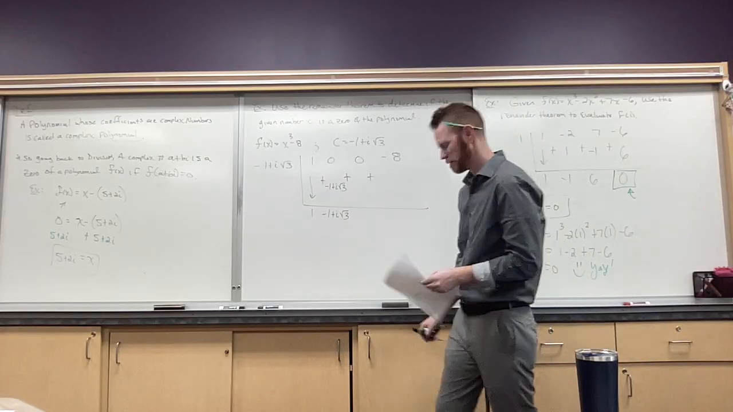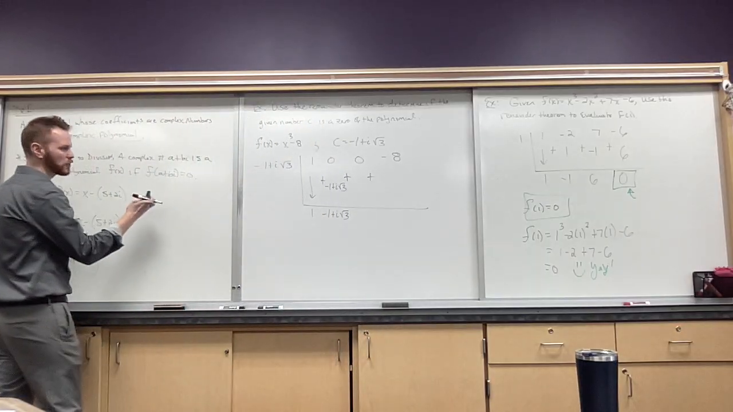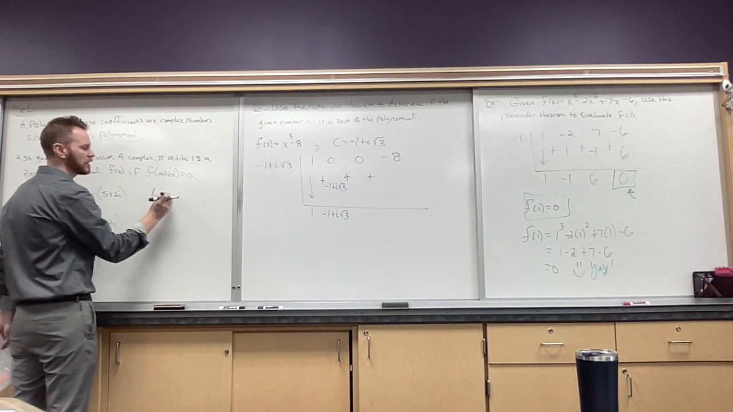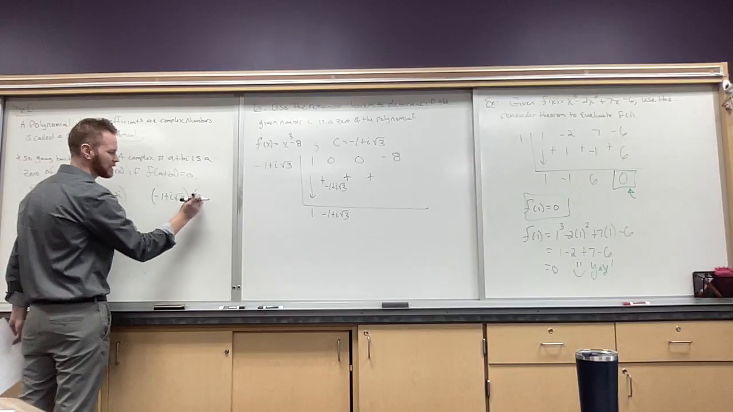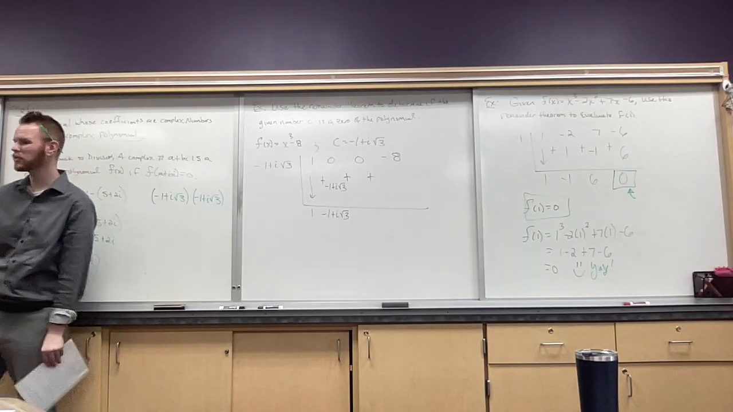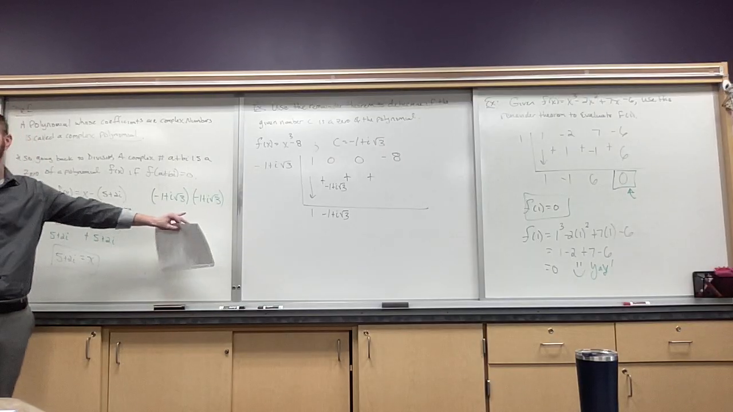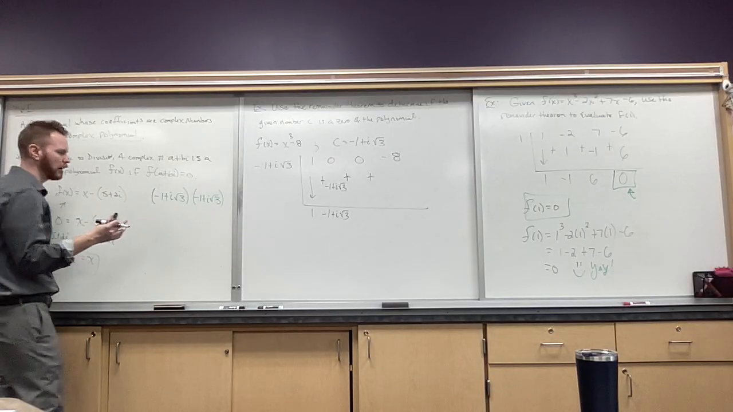Okay, you know what? I think we better write this off to the side. So let's do that. I'm gonna put this over here. So negative 1 plus i square root of 3 times negative 1 plus i square root of 3. It's okay. By the way, I wouldn't expect you to do that in your head, especially when you have complex numbers. I would write it out so you avoid a mistake.